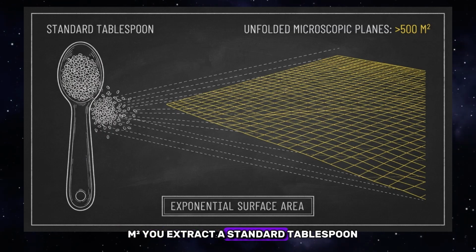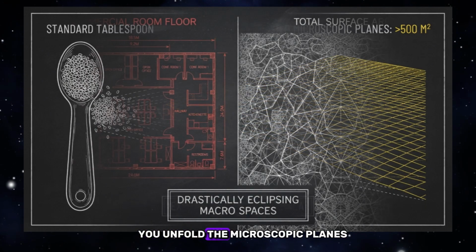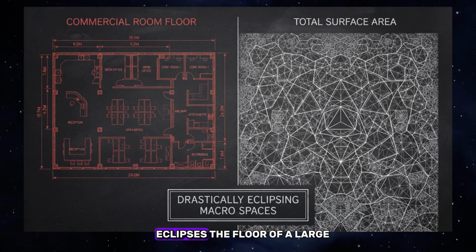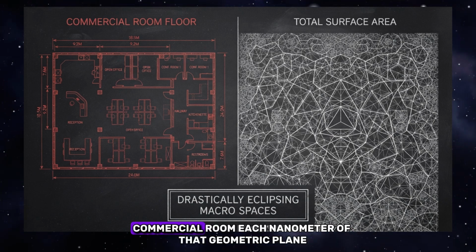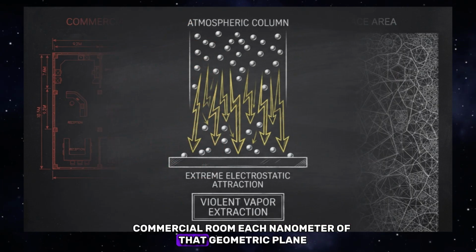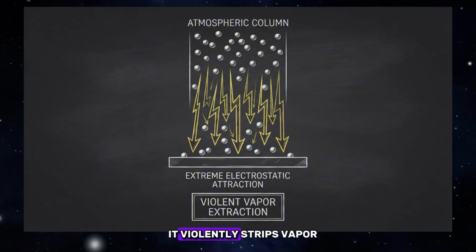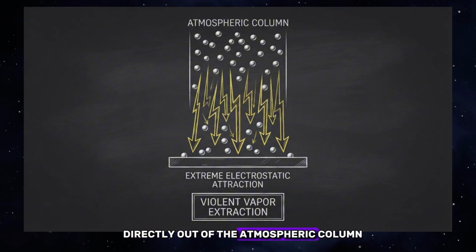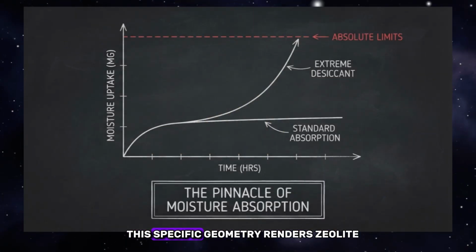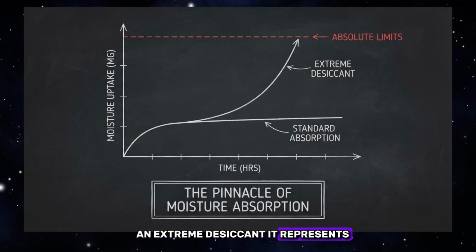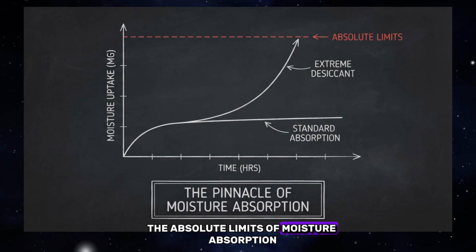You extract a standard tablespoon. You unfold the microscopic planes. The total surface area drastically eclipses the floor of a large commercial room. Each nanometer of that geometric plane possesses extreme electrostatic attraction. It violently strips vapor directly out of the atmospheric column. This specific geometry renders zeolite an extreme desiccant. It represents the absolute limits of moisture absorption.